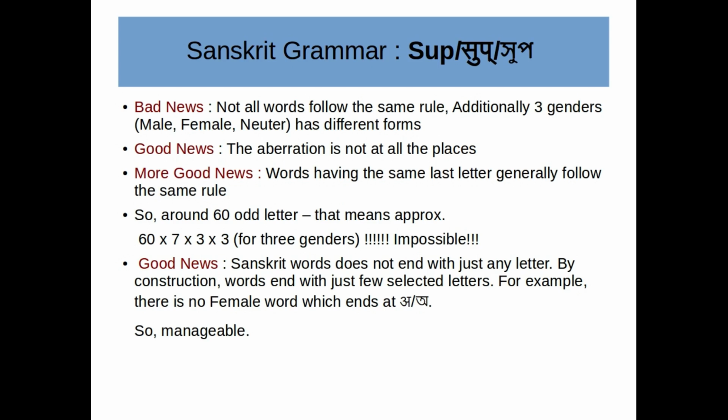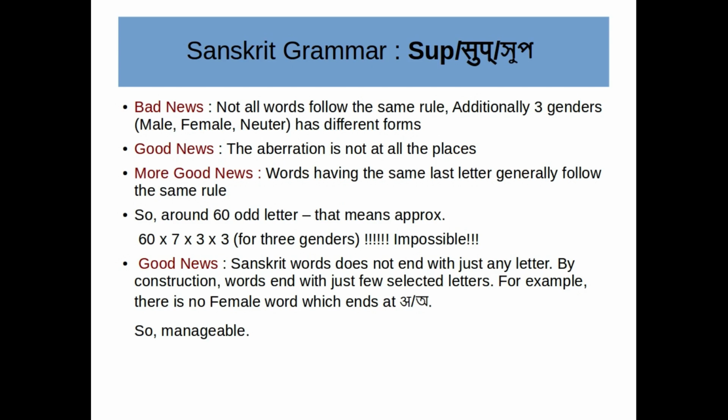Now some bad news. As I mentioned, not all the words follow the same rule. Additionally, there are 3 genders, male, female and neuter, and their forms are different. But there is good news. The good news is the dissimilarities or the aberrations are not at all the places. It's only few places here and there.